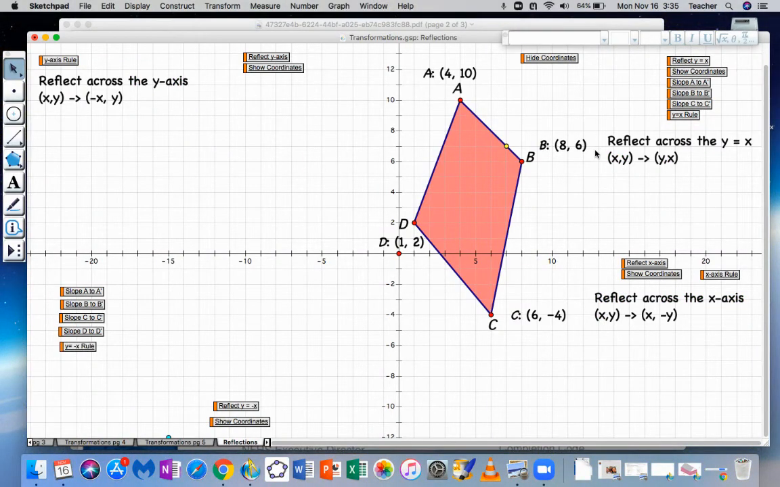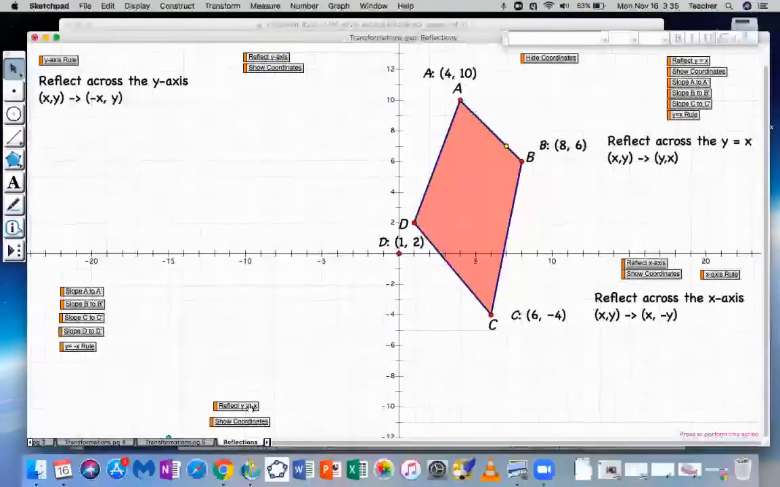The other one, y equals negative x. I'm going to flip across the y equals negative x. So this was your y equals x, right? Slope of 1 crossing at (0, 0). So negative x is going to be that same line just going down. Have a slope of negative 1. So it's the same idea.